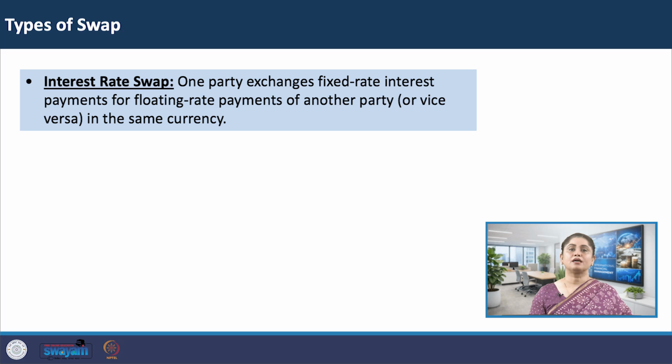Now, swaps come in several varieties. Let me walk you through the main types. First, we have the interest rate swap. In this, one party exchanges its fixed rate interest payments for the floating rate interest payments of another party, or it can be vice versa. But both parties' payments are in the same currency.